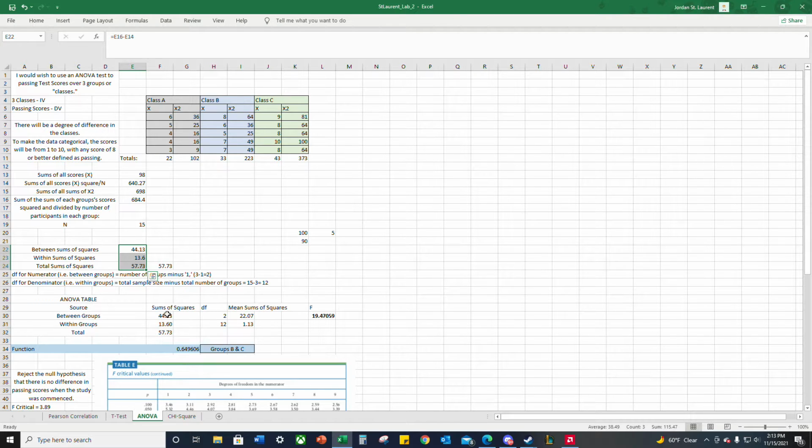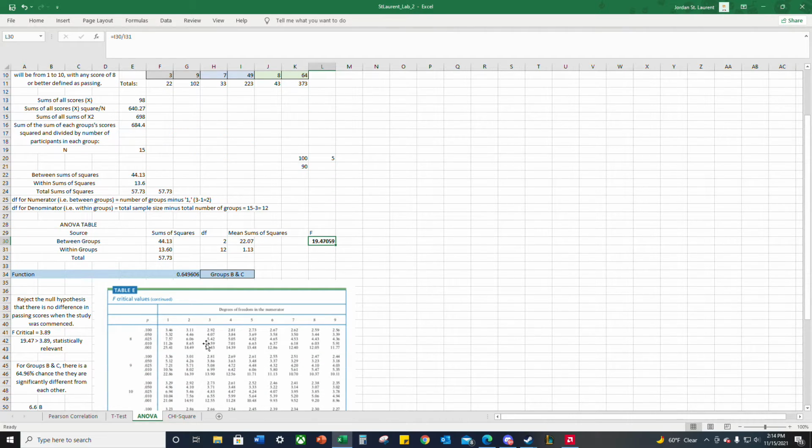So moving forward, going into our ANOVA table, we can just simply take these values and put them in here. Our degrees of freedom are described up here, so the degrees of freedom of the numerator is the total number of groups minus 1, which is 2, and the denominator is the total sample size minus the number of groups, which is 12, which gives us these values for the mean sum of squares. To find our F value, we just divide the numerator by the denominator, and that gives us a value of 19.47.